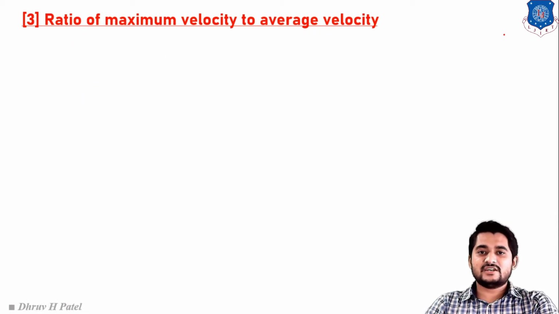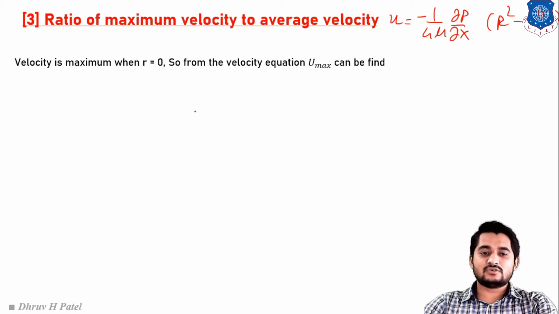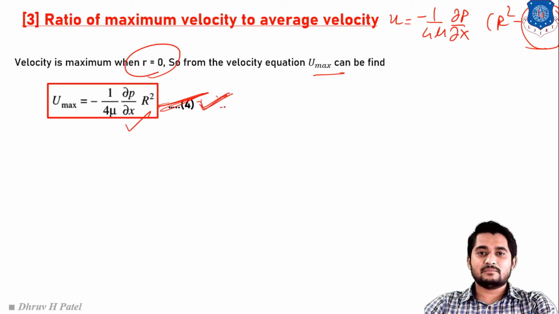First of all let us find u maximum. For the u maximum let us revise the velocity equation. U is equal to minus 1 by 4 mu del P by del X, capital R square minus small r square. This is the value of velocity for any point in a pipe. If you want to find maximum velocity, then we have to take small r equal to 0, because maximum velocity occurs at the center. So u maximum will be minus 1 by 4 mu del P by del X, capital R square, where small r square will be 0. So this is the value of u maximum. Let us give it the number 4.